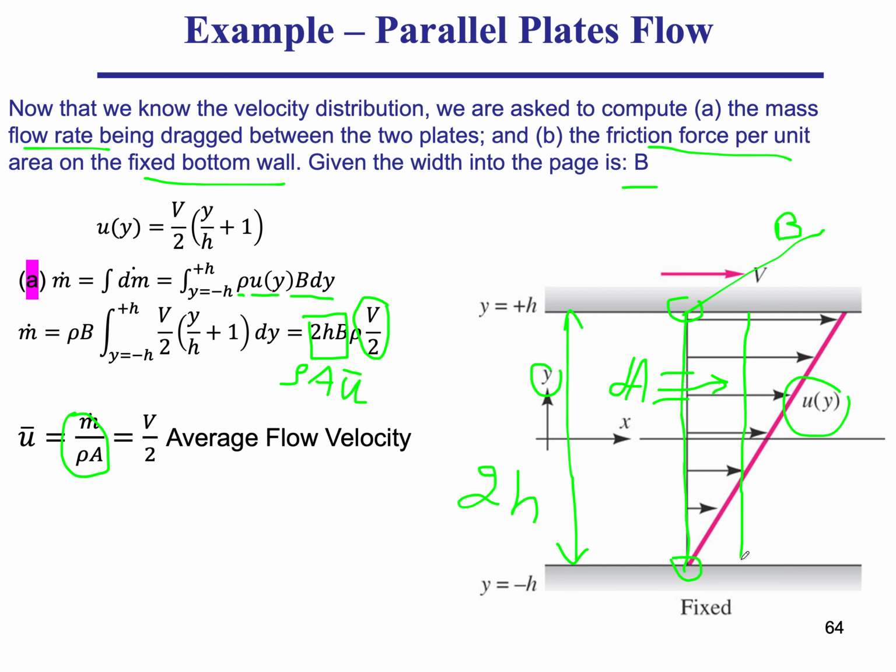So this would be more like a one-dimensional flow. The velocity is independent of y. It looks like this. The V over 2 would be described by this profile, while the pink profile is described by the equation we achieved in the previous slide. So that's our average flow velocity.